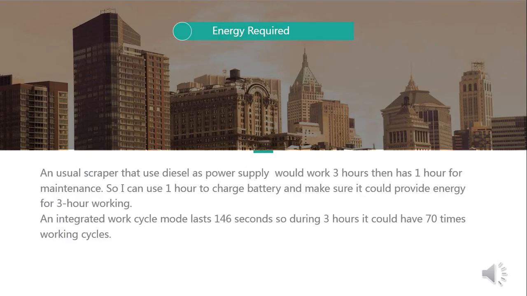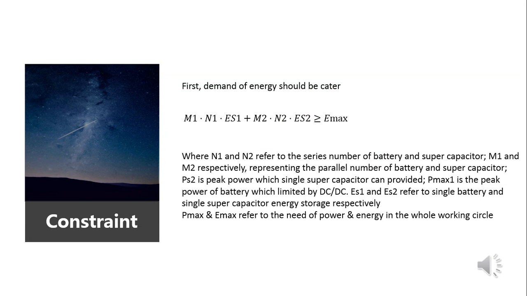As for the energy required, a usual scraper uses diesel as power supply to work 3 hours after 1 hour's maintenance. So I could use 1 hour to charge battery and make sure it could provide energy for 3 hours working. And basically during 3 hours working, it could have 17 times working cycle.